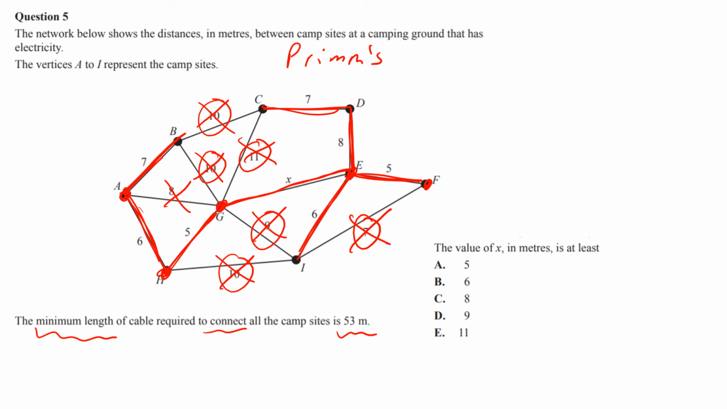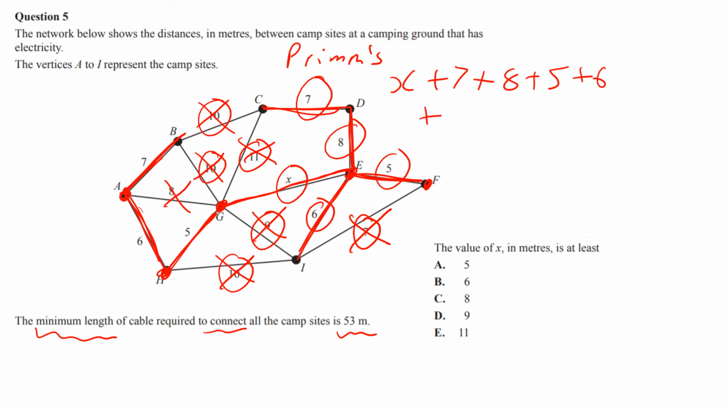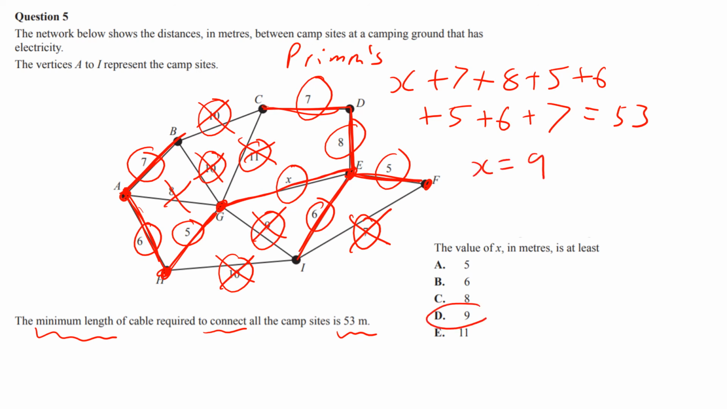So looking at all the numbers, and it's always good to double check these things. So x plus 7 plus 8 plus 5 plus 6 plus 5 plus the 6 plus the 7. And so by circling all the numbers or ticking them or whatever method you want to use, you make sure you haven't missed one because it's quite easy to miss one. That's all got to equal 53. So you can just hit your calculator and go 53 minus 7, 6, 5, 8, 7, and you'll get x. And so I get x equals 9. So the answer is D.